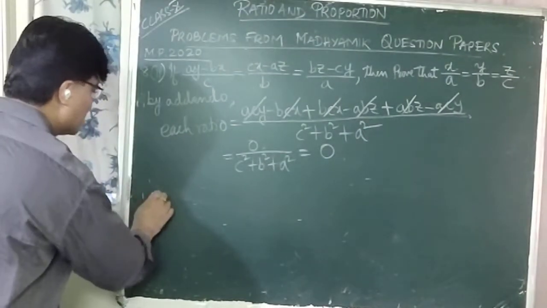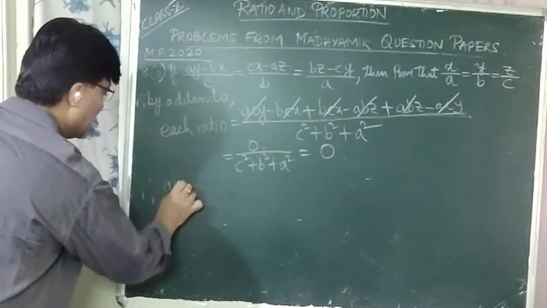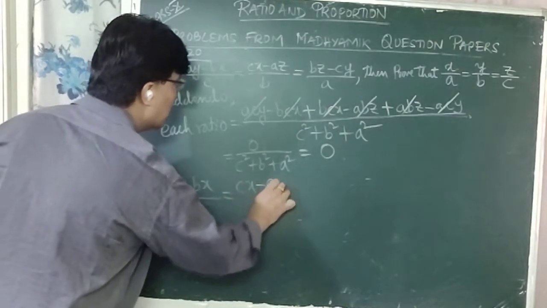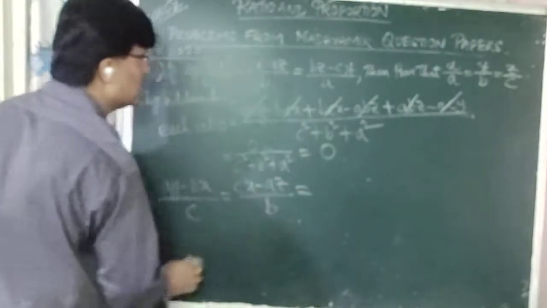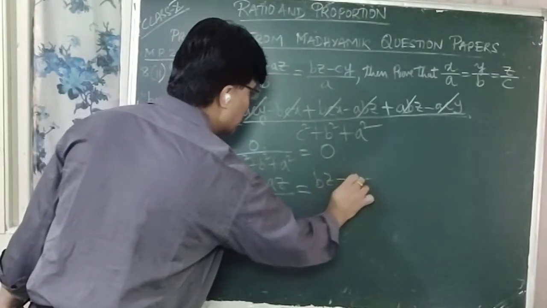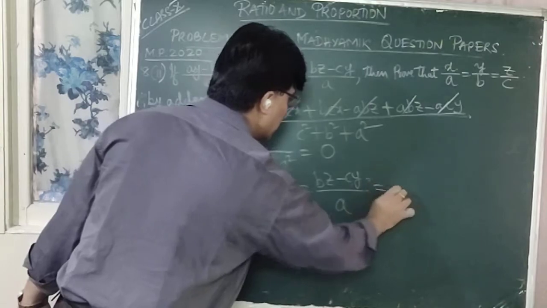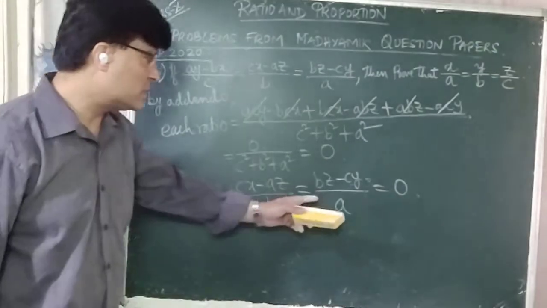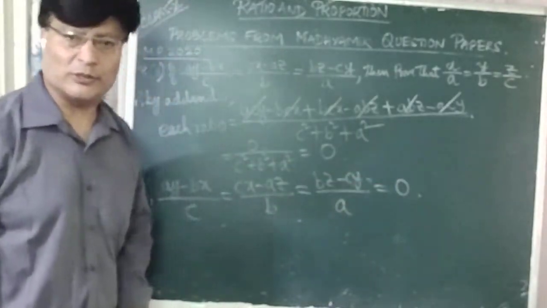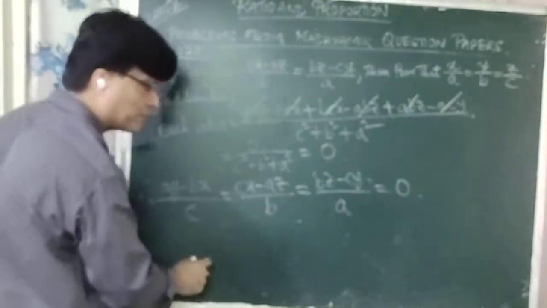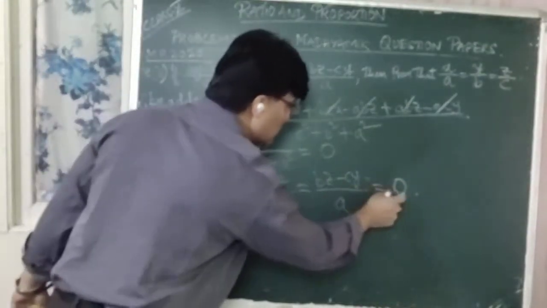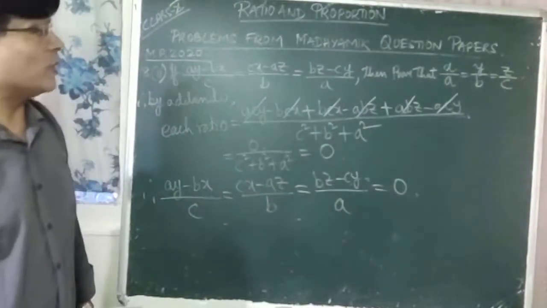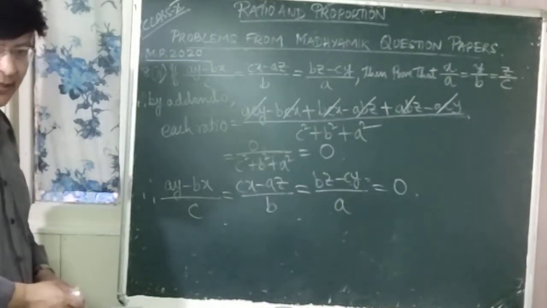That is, each ratio means the given ratio, that is ay minus bx divided by c is equal to cx minus az divided by b is equal to bz minus cy divided by a is equal to what? It is 0. Is that clear now? That means all these ratios are equal to 0. The first ratio is equal to 0, the second ratio is equal to 0, and the third ratio is equal to 0. Equating all these, we can prove that x upon a is equal to y upon b is equal to z upon c. Is that clear?